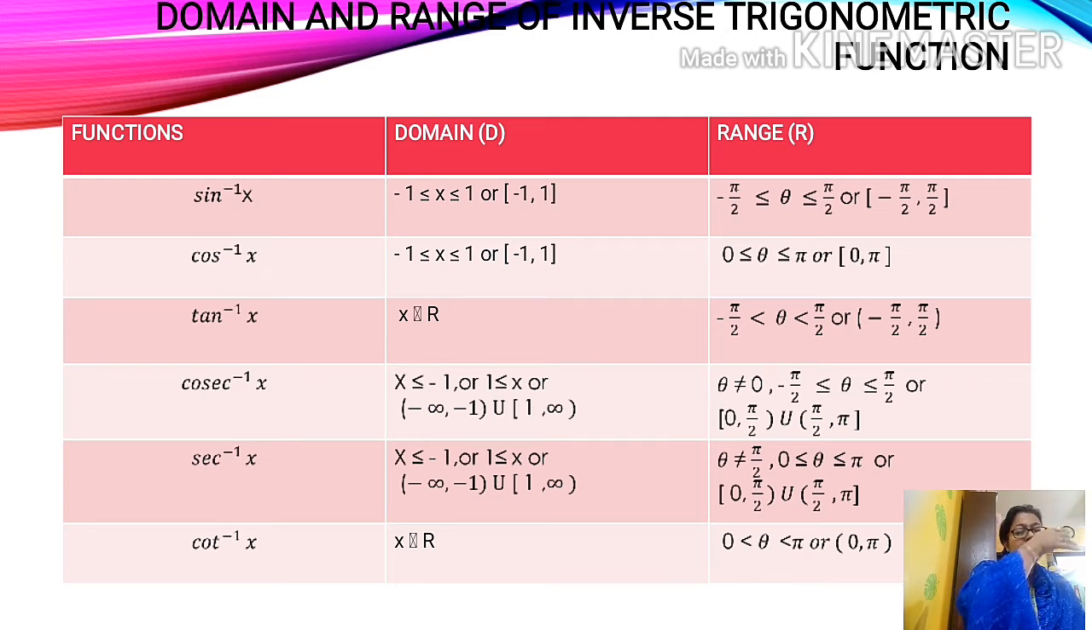Here, this is the trick to remember: sine inverse x, cosec inverse x and tan inverse x. These three have almost the same type of range. So 0 to pi by 2 is the first quadrant, and then 0 to minus pi by 2 is the fourth quadrant. So sine inverse x, tan inverse x and cosec inverse x, these three are defined in the first and fourth quadrants.